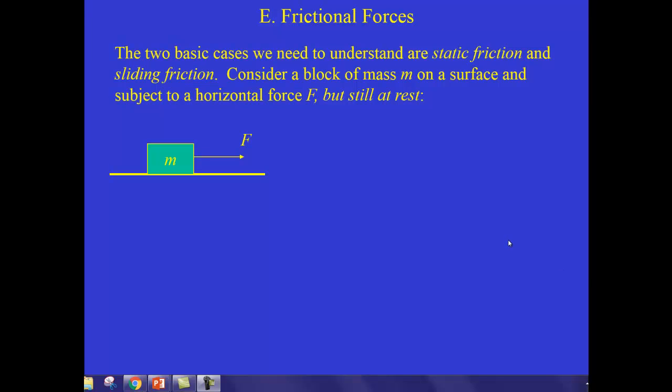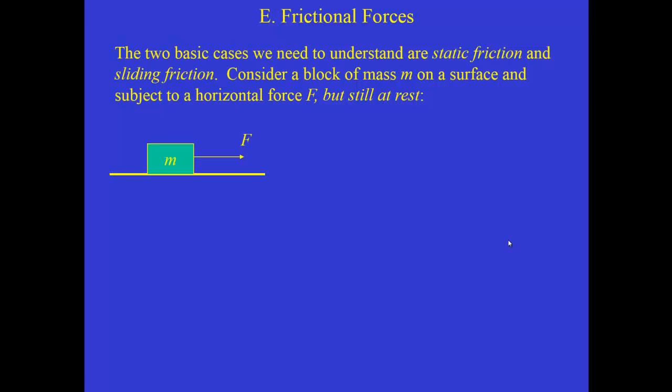Today I would like to give an introduction to frictional forces and drag forces. And in order to understand how we quantitatively treat frictional forces, we need to think about two cases. One is called static friction, which is the kind of frictional force that exists before an object begins to move across a surface. And the other is sliding friction, which is the kind of force that it experiences once it begins to move across the surface. These are related, but they're actually slightly different from one another.